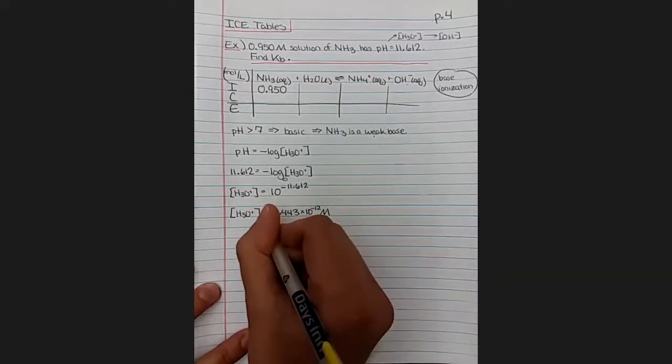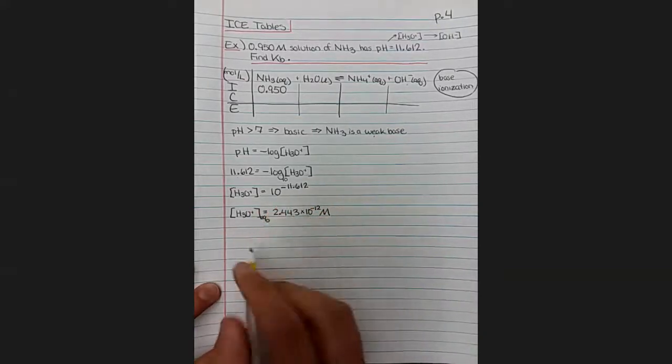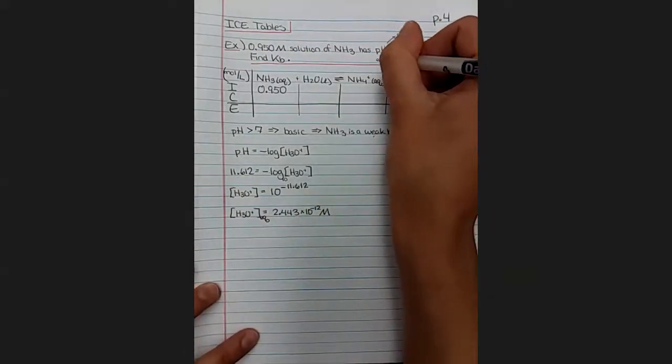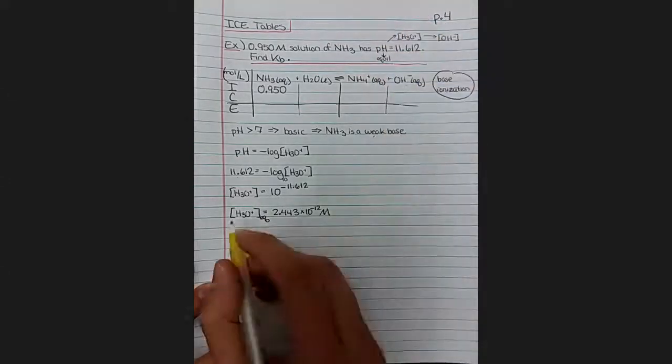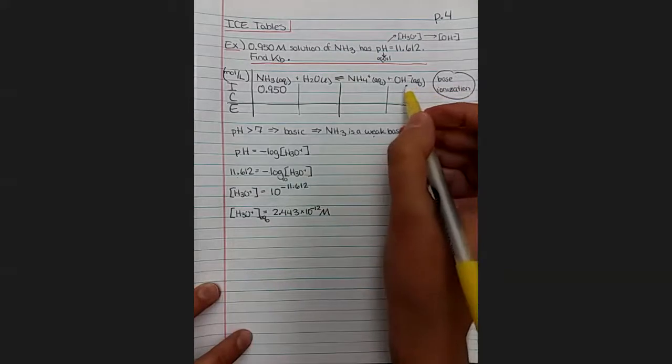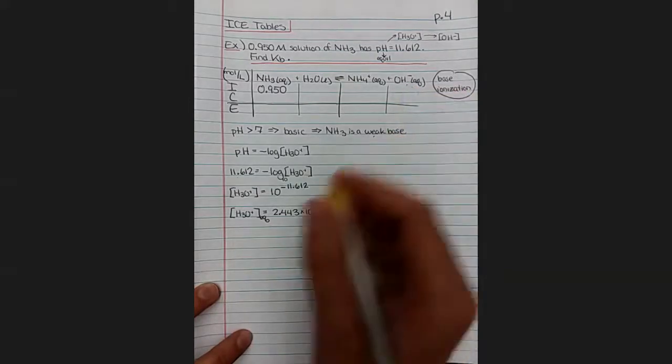Super small number. So the pH always represents equilibrium. So that means that this is going to be the H3O plus concentration at equilibrium. And what we really want is OH minus, so we can put this in our table.